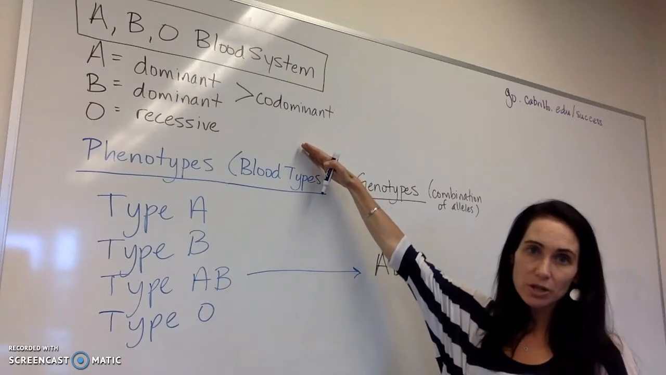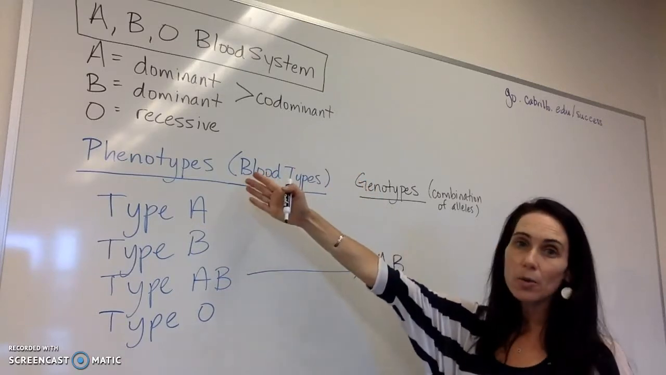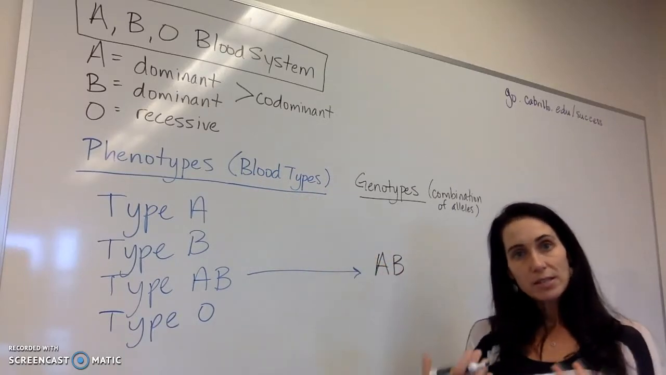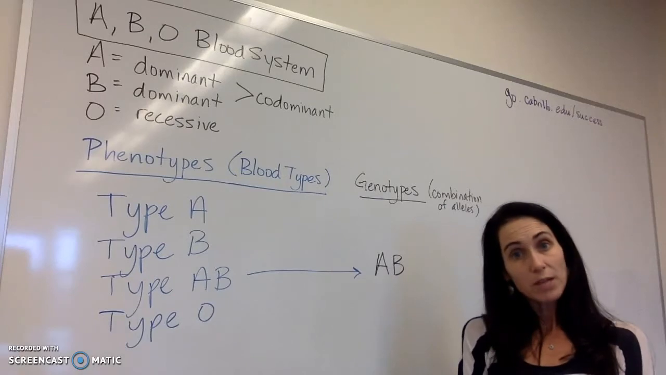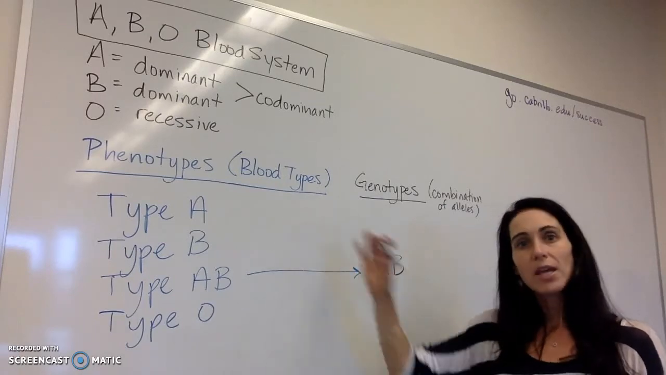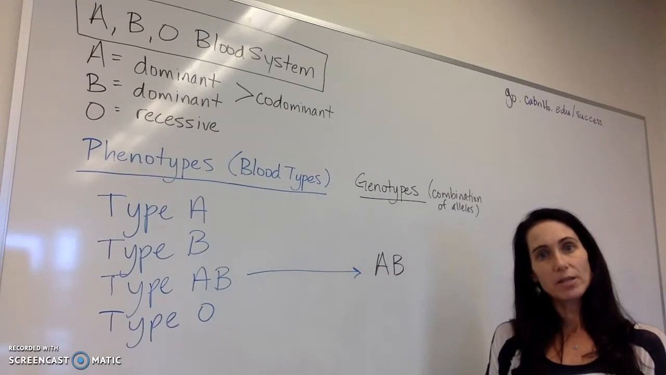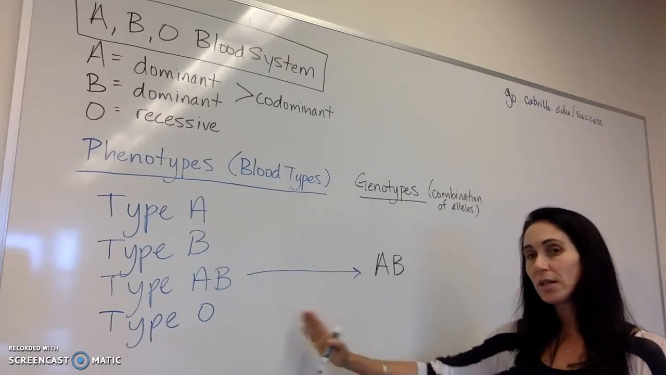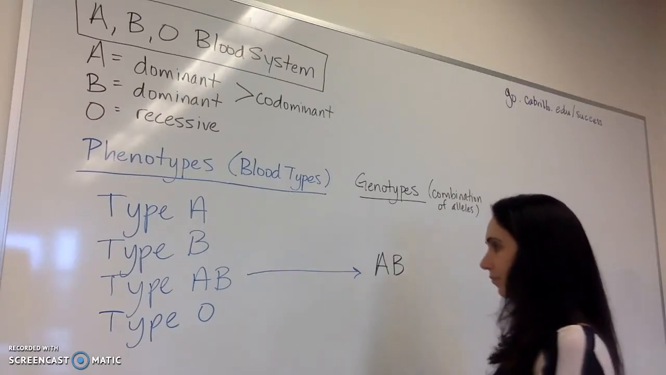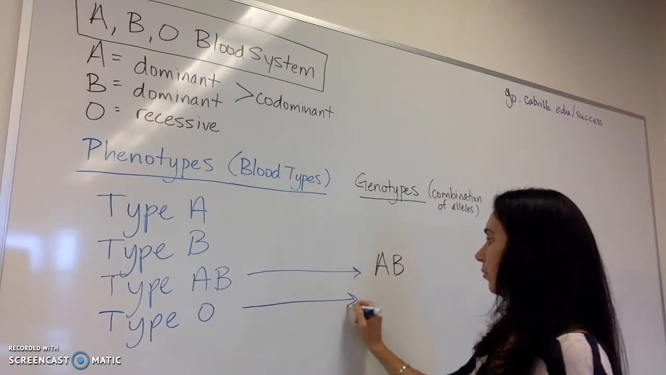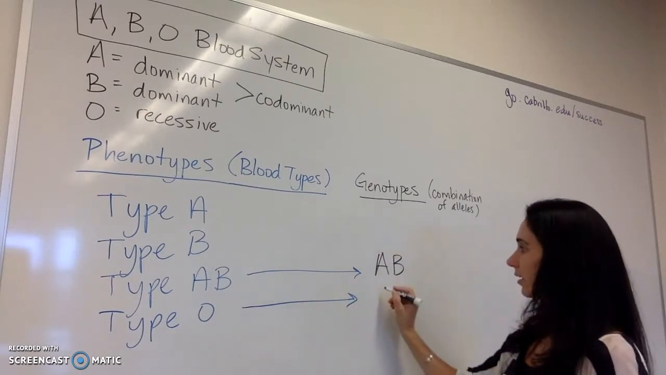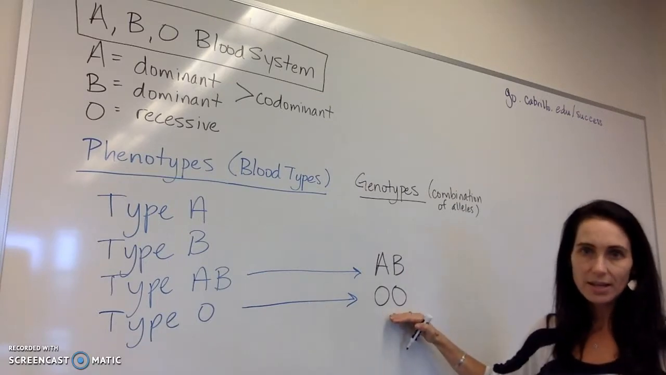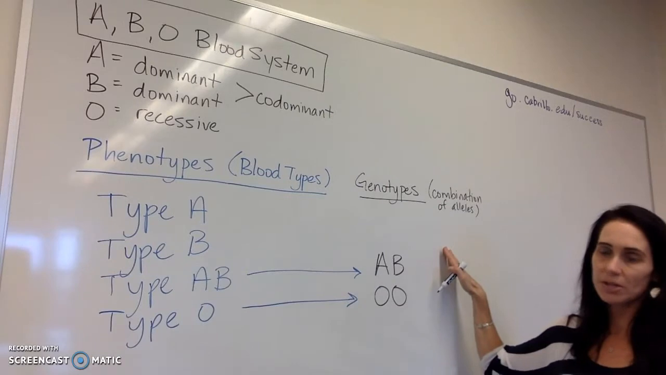Now, looking at this information about the ABO blood system, we see that O is the recessive allele here. And we know that the only way that the recessive form of a gene shows up in the phenotype, in this case, the blood type, is when you get two of those recessive alleles paired together. So that tells us the genotype that produces the type O blood type would have to be two recessive alleles, or two O alleles in the genotype, the combination of alleles.